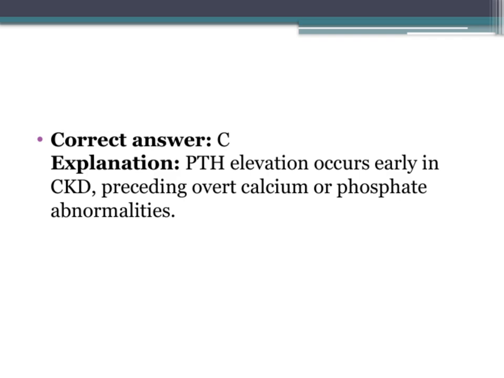PTH, or parathyroid hormone, tends to elevate early in chronic kidney disease. What's particularly interesting is that this increase in PTH happens even before we see clear abnormalities in calcium or phosphate levels. So, in the progression of CKD, PTH elevation is one of the earliest hormonal changes. This is important because it can serve as an early indicator of mineral and bone disorder, even before the more obvious lab abnormalities appear. Understanding this helps us grasp the sequence of metabolic changes in CKD and highlights the importance of monitoring PTH levels early on.